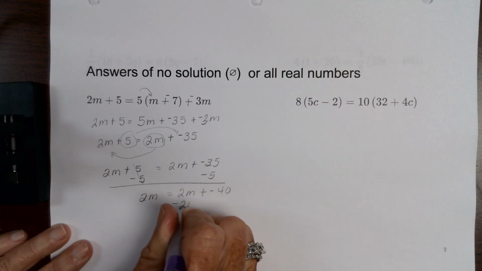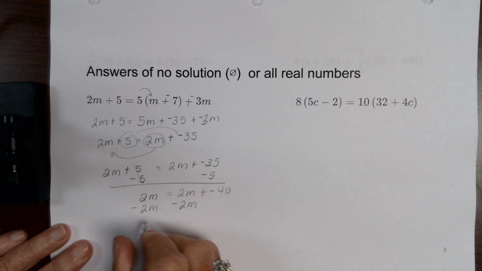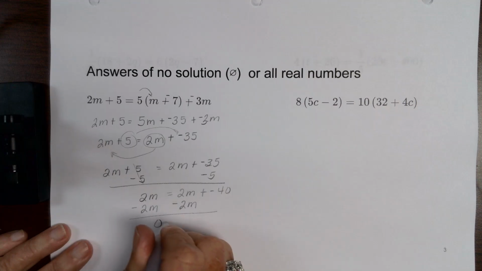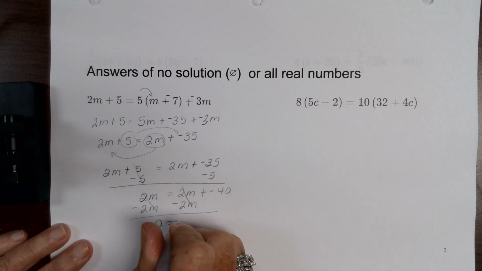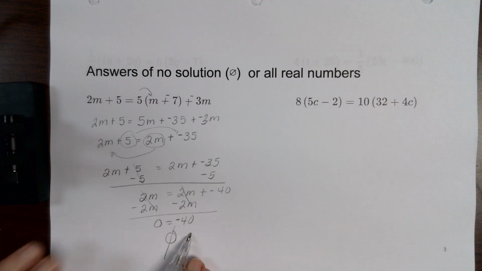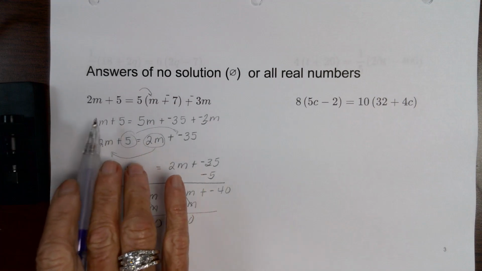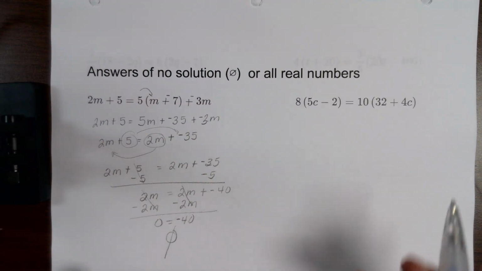Going to add a negative 2m to take that from this side to this side, and I'm going to get 0 because it's going to cancel out there and it's going to cancel out there. So I have 0 is equal to negative 40. That is not a true statement. So the answer here is empty set, and what that means is there is absolutely no number that will work in this equation. Let's do this one.